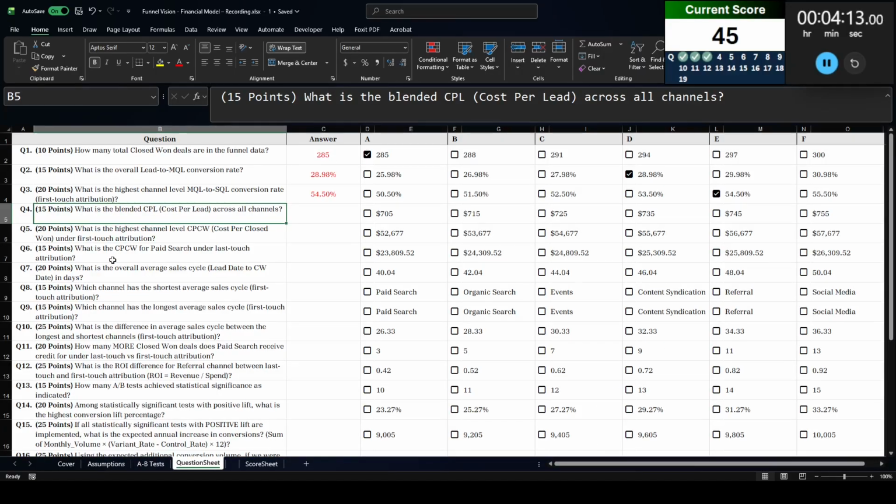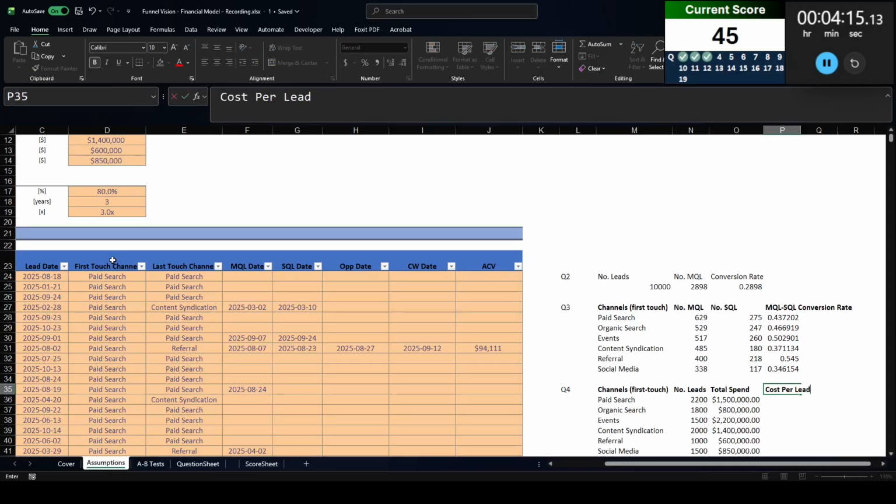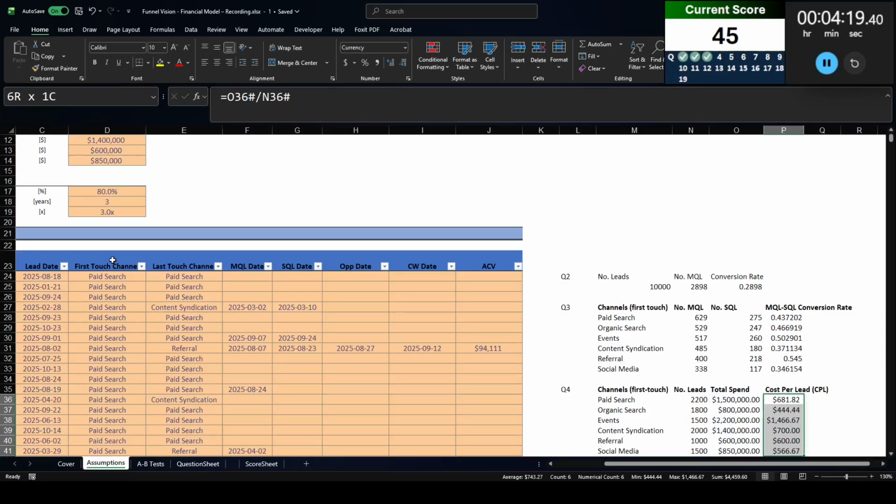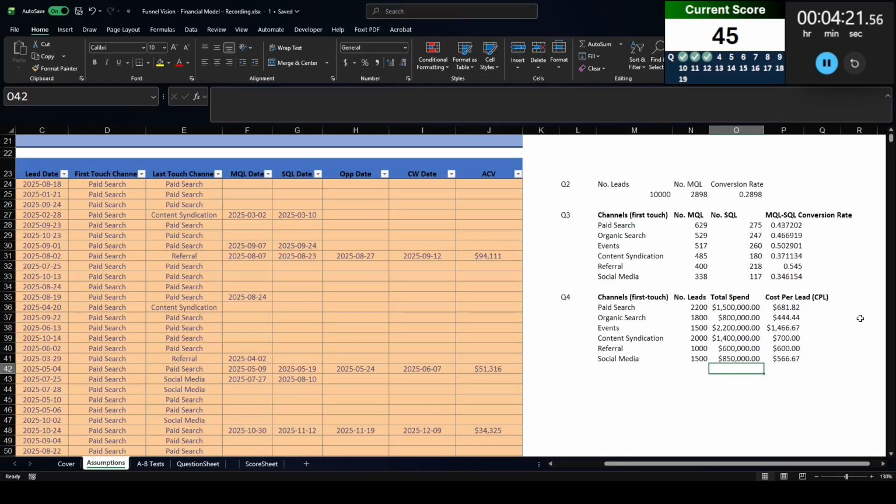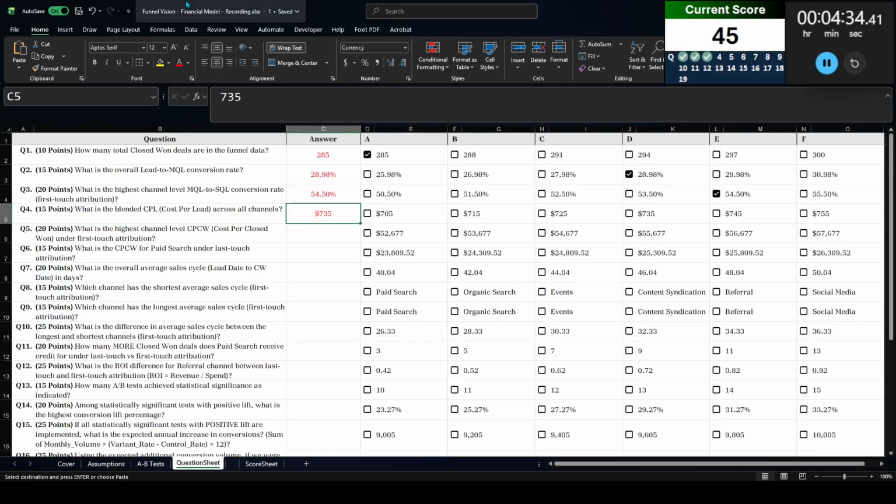And then this is going to be called cost per lead, or CPL, right? So total spend divided by total number of leads. That's on a per channel basis, but we want the overall blended amount. So I'm just going to do the overall total spend, the overall number of leads, and then do the same formula for this row down here. So I get 735 cost per lead, which is the answer D.